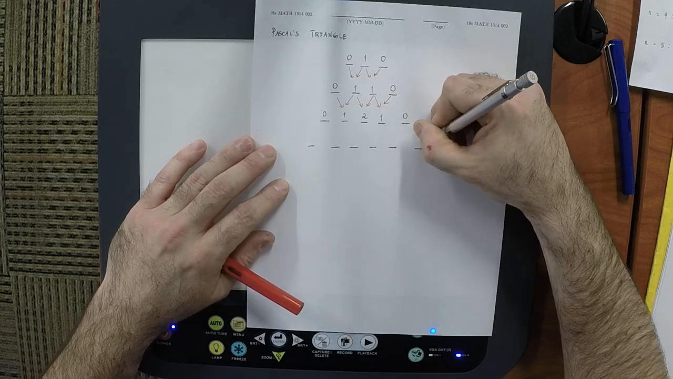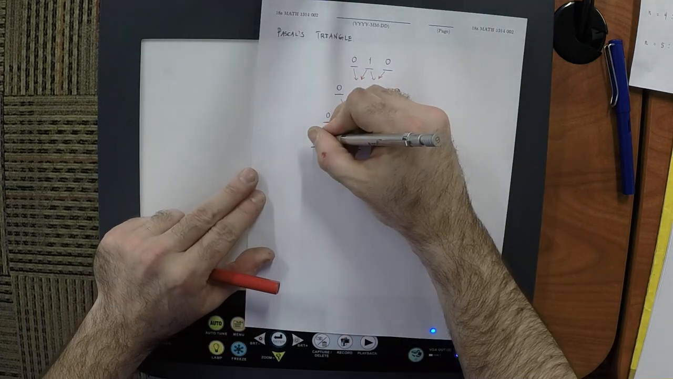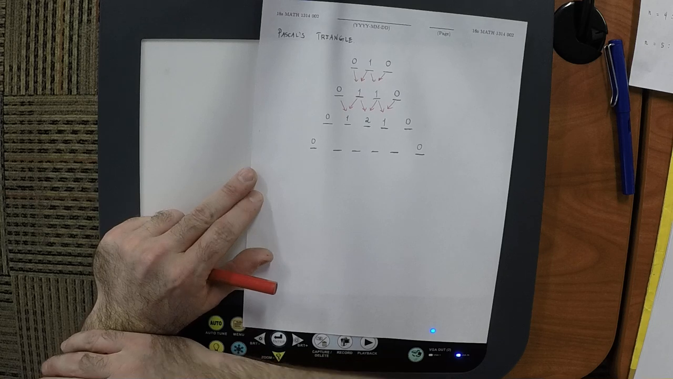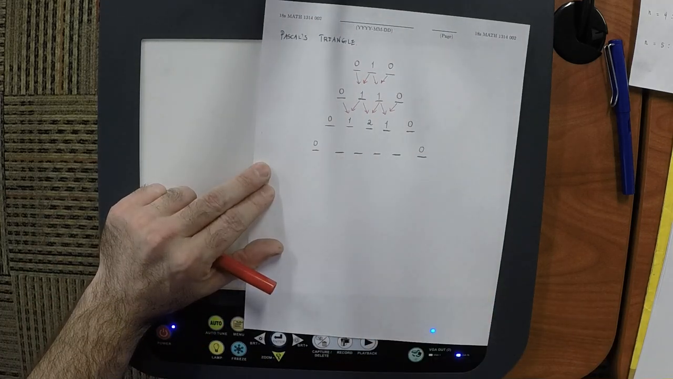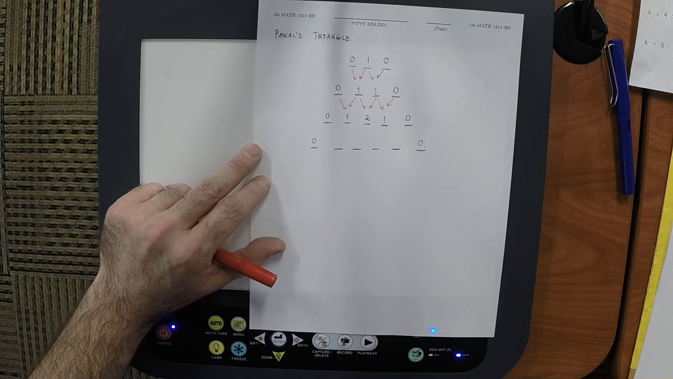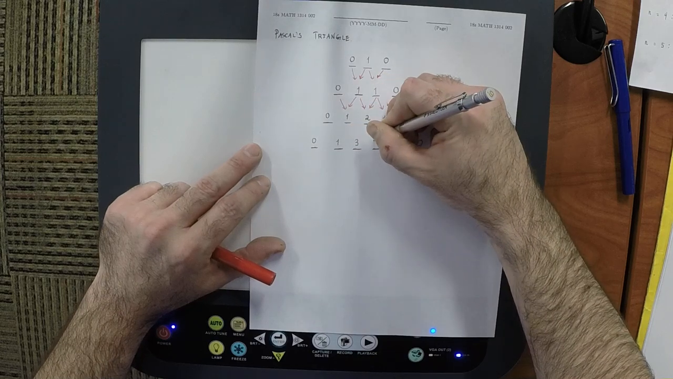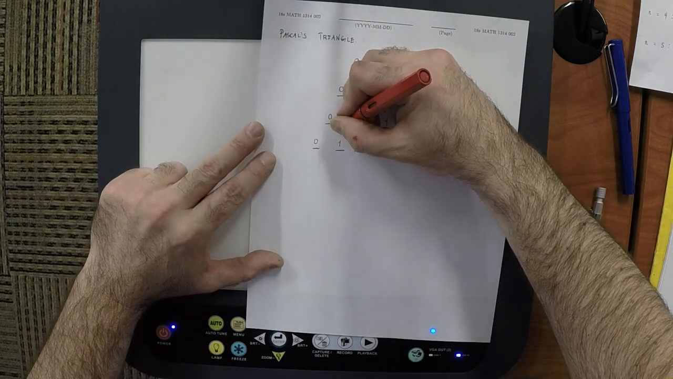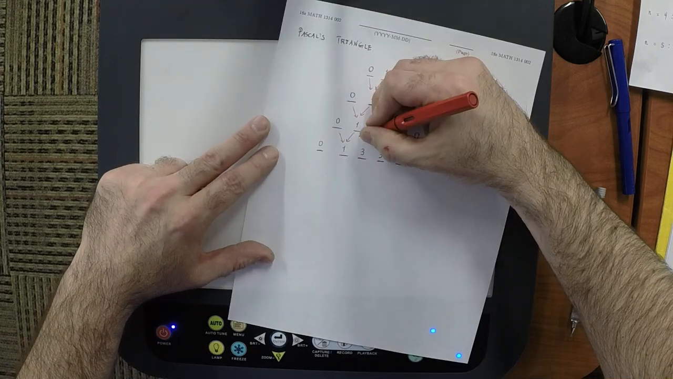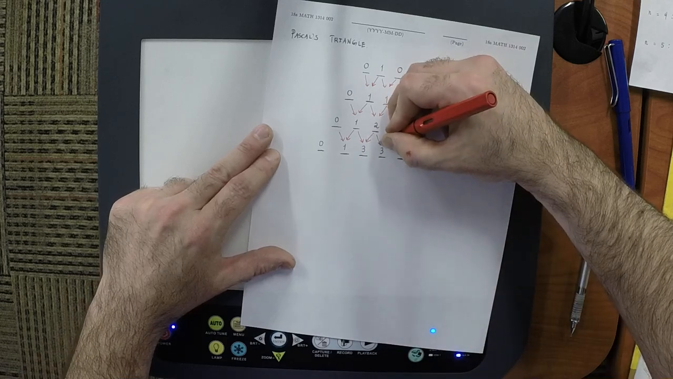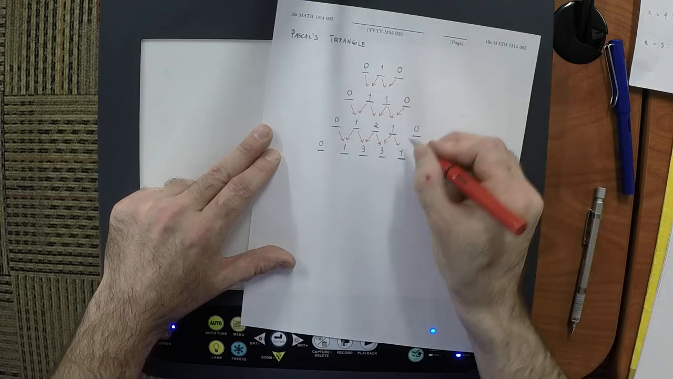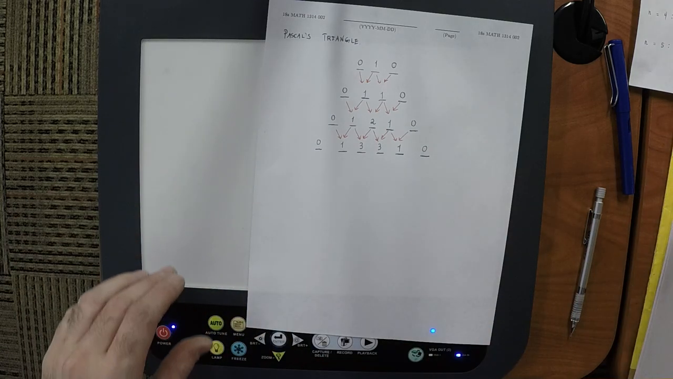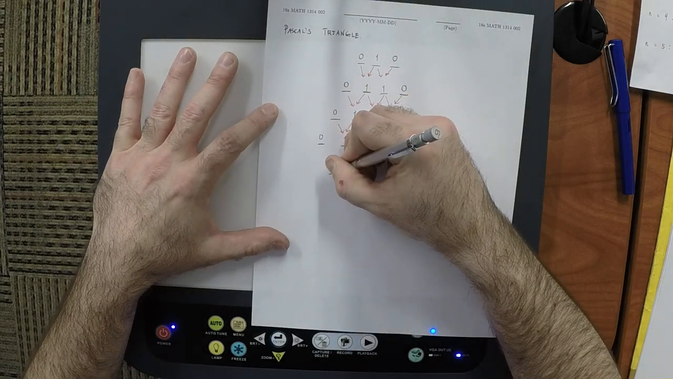Outsides get 0. And then now we need just a little bit of computation. We have 4 numbers. What are they going to be? 1, 3, 3, 1. Any question about that? This is exciting, isn't it? Okay, next.